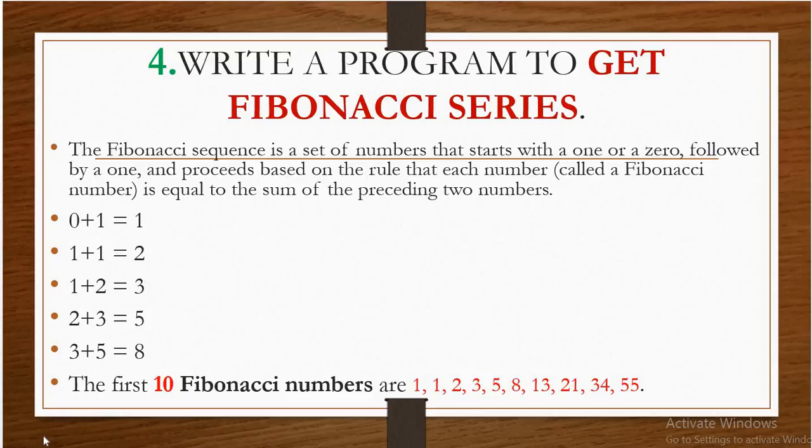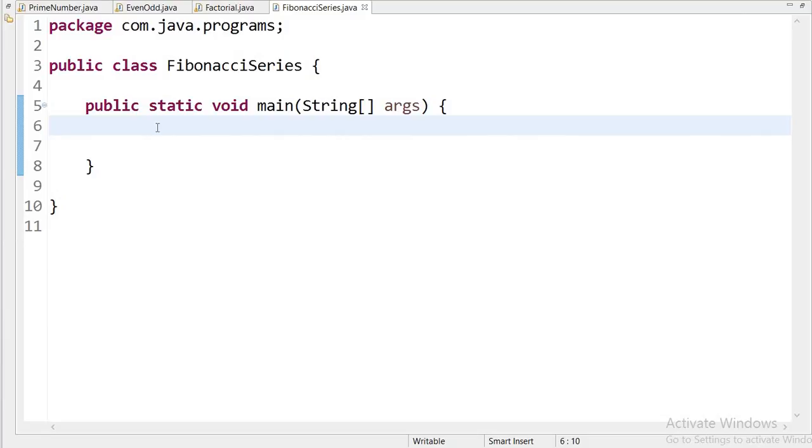Now let us see how to write the code in Java to get the Fibonacci series. You can print here any number of numbers from the sequence, but here I will print the first 10 numbers of a Fibonacci sequence. Printing first 10 numbers Fibonacci series.